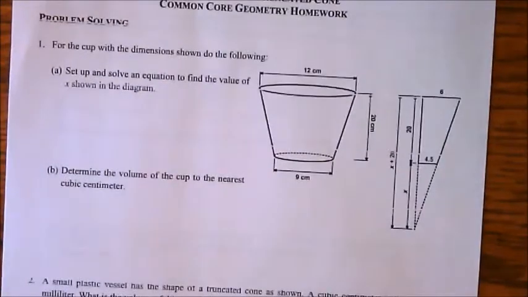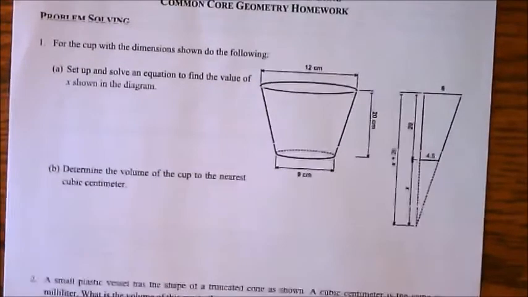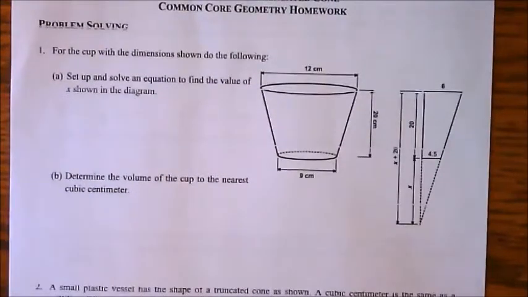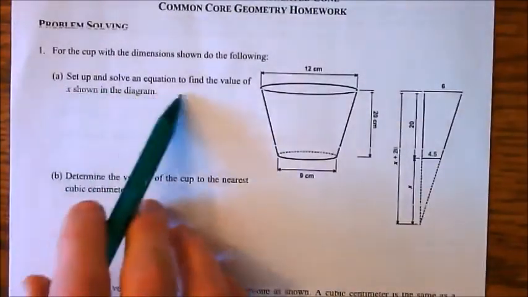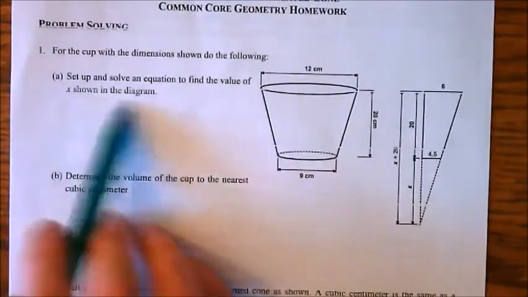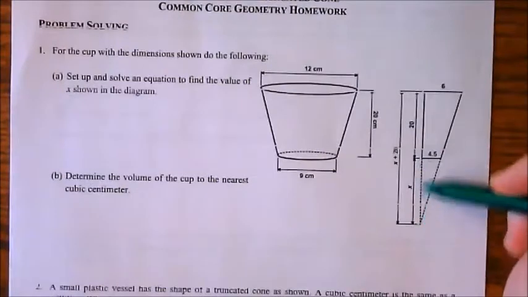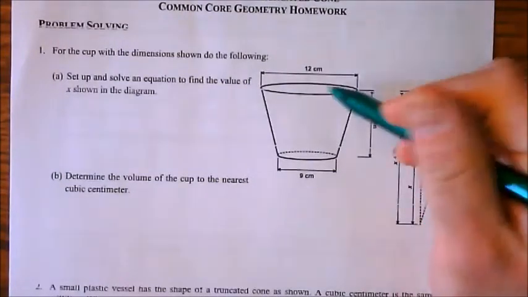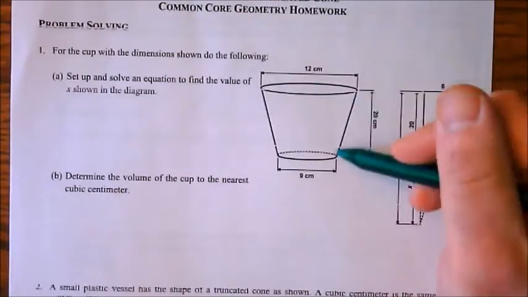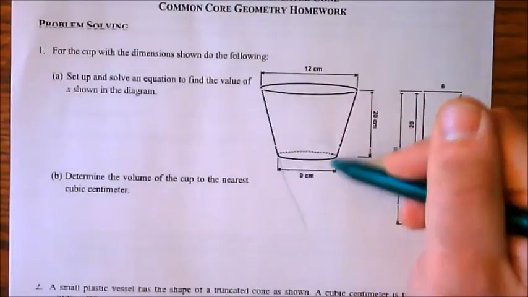Alright, so this is Lesson 11 from Unit 10 on Volume of Truncated Cones. I think there's a pyramid on here too. Alright, so number one, set up and solve an equation to find the value of x shown in the diagram. So over here, here's x. So basically it's kind of a cross section of this full cone.